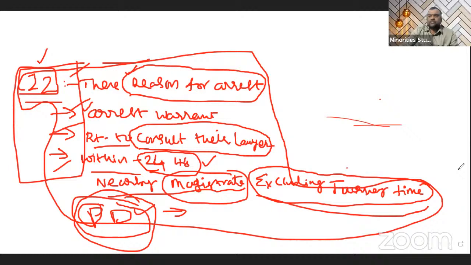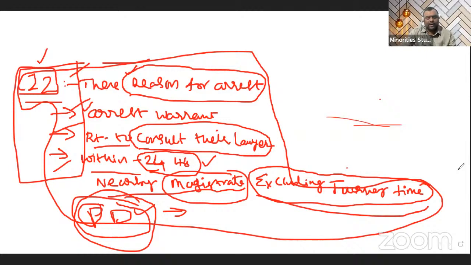So this is Article 22, right? Any questions? Yes. What if the accused is abroad? If the accused is abroad, the police personnel will go abroad, or through the proper channel, try to bring the accused to our country.